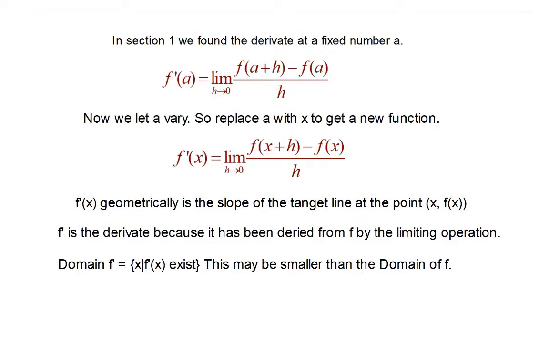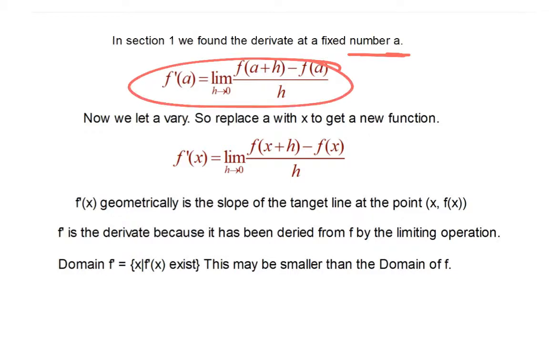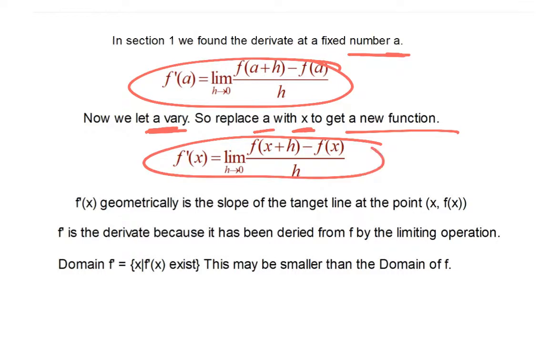In section 1, we found the derivative at a fixed number a. So we plugged a number a into our difference quotient and we found it. But now let's say that a is going to vary. It's not going to stay the same every time. So replace a with an x and we get the function right here where x is going to vary.